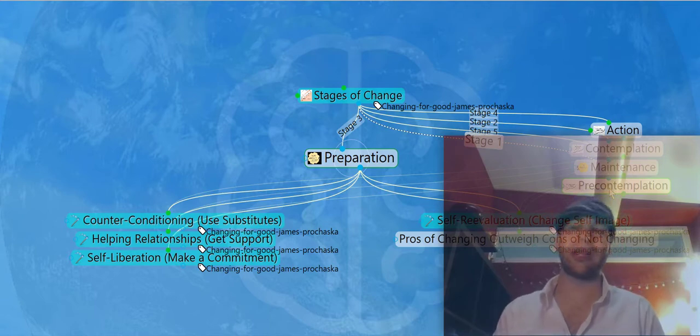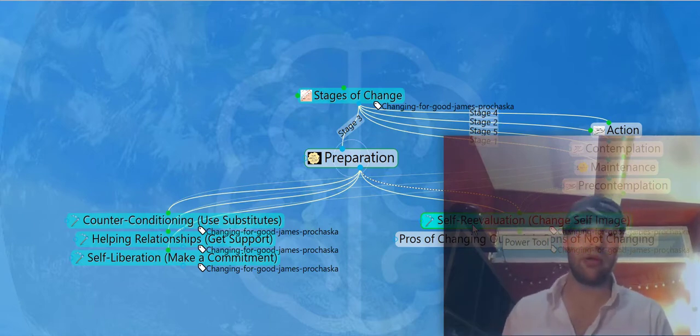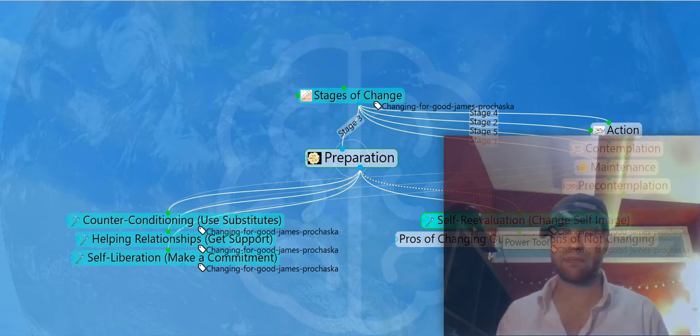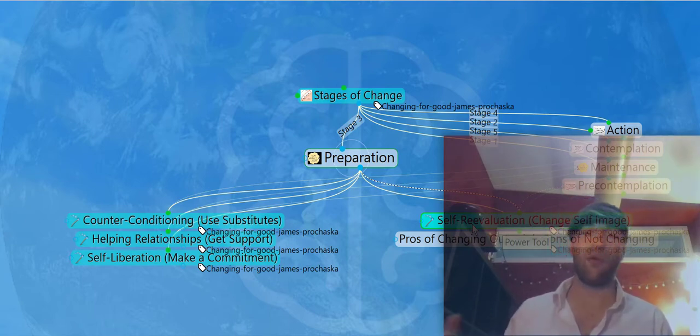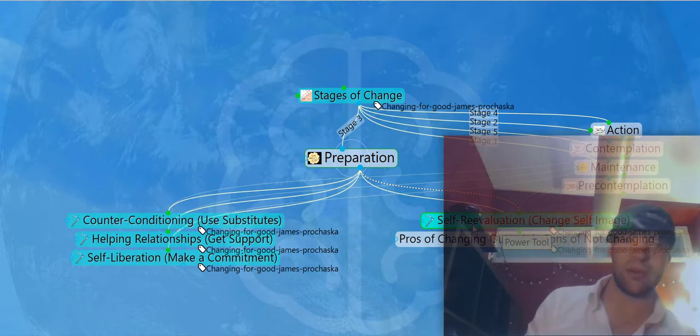In self-liberation, you actually make a commitment to the change. Commitment as opposed to a hope or a wish or a decision that you can change. You're committing to change in preparation. And commitment is probably the most important. In this stage, commitment is probably the most important of the change strategies.